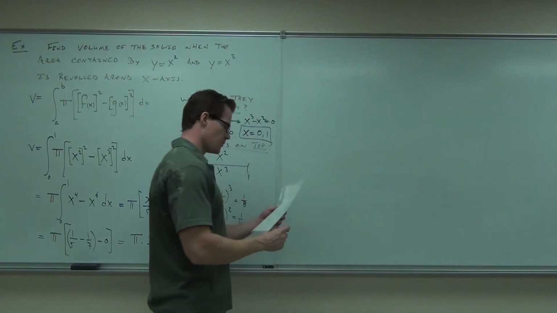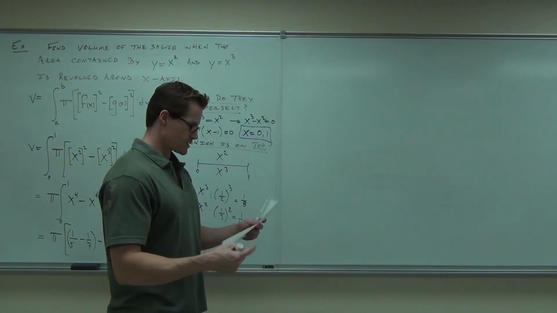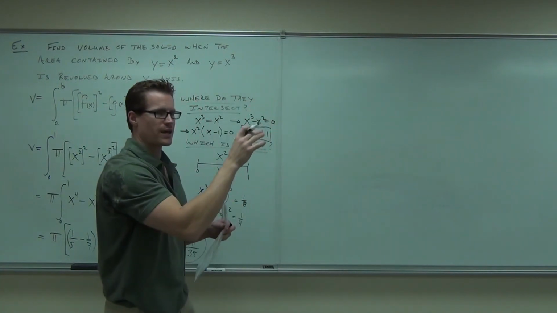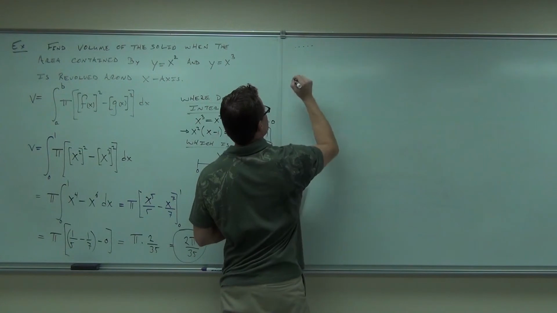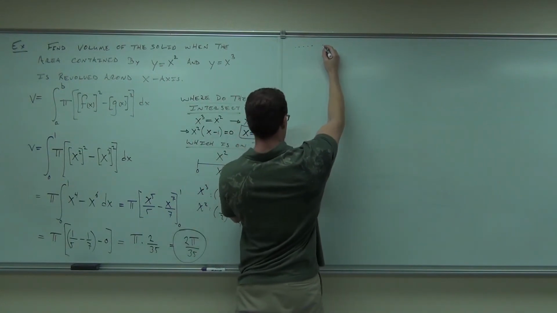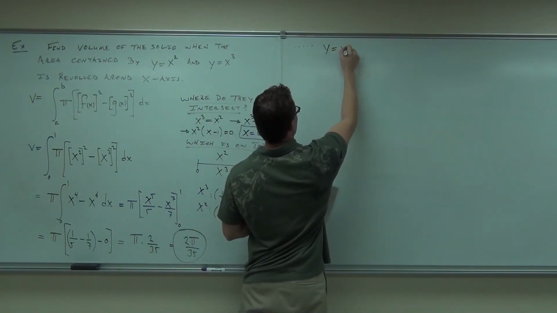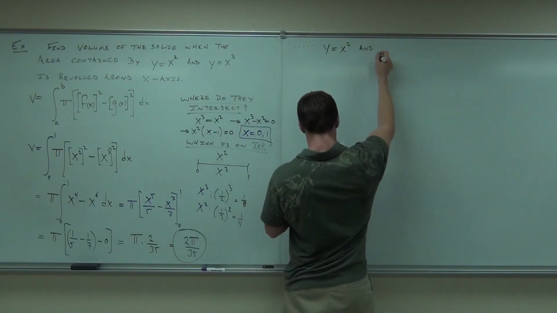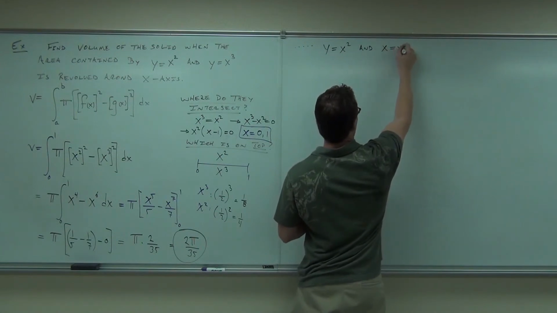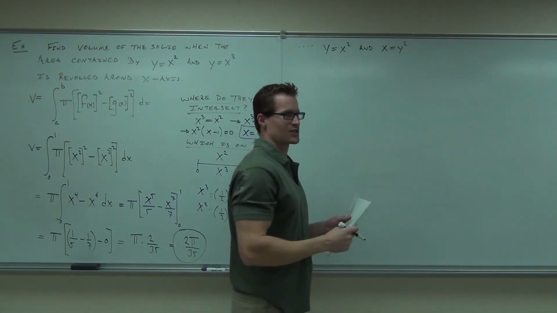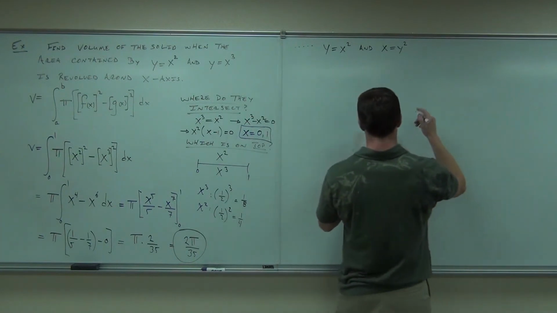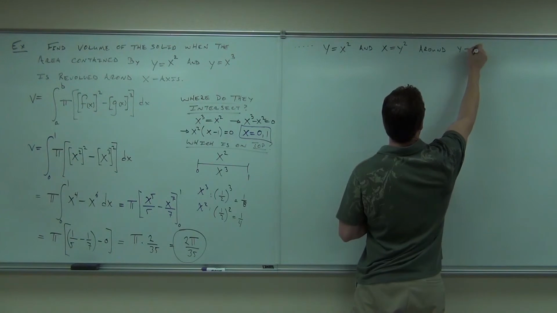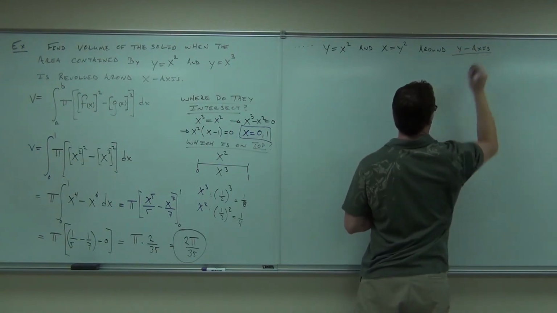Talk about a different type of problem. Maybe not around the x-axis. Maybe we go around the y-axis. So the same idea, I'm not going to write the whole thing out. Area contained by y equals x squared, x equals y squared. That should be fun. Around y-axis.